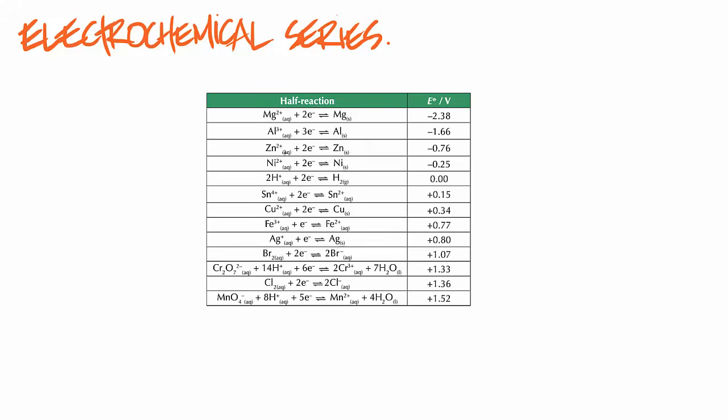Let's say the overall electrochemical cell involved a half cell of magnesium and magnesium ions, and bromine and bromide ions. So that's our two half cells here.